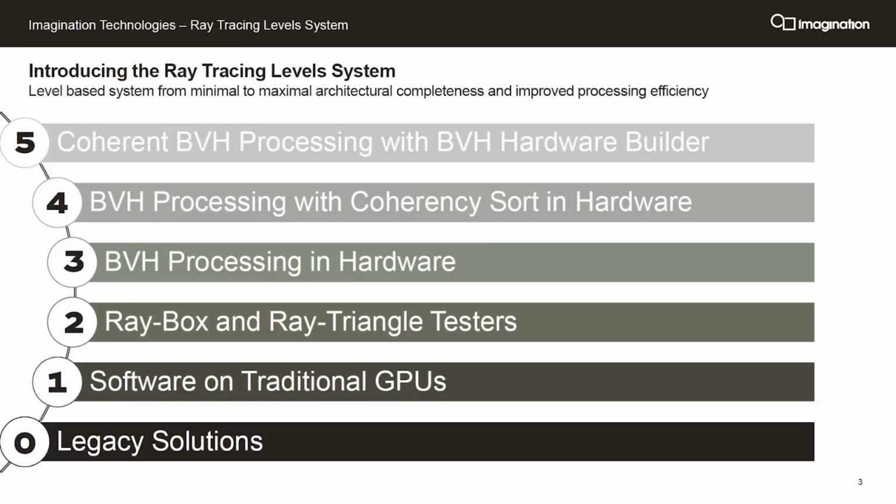Okay, so here are the 6 levels that Imagination are proposing. And like all good computer scientists, it starts at 0 and goes all the way through to level 5, meaning there are 6 levels in total. So let's just go through these individually now to see what they are, starting with legacy solutions at level 0.